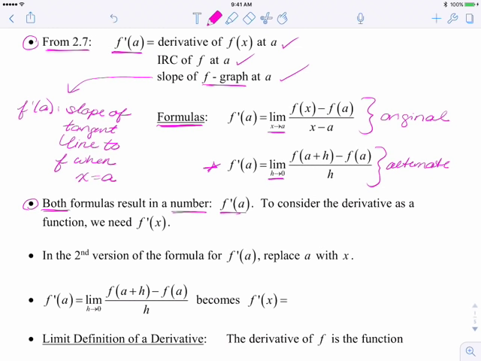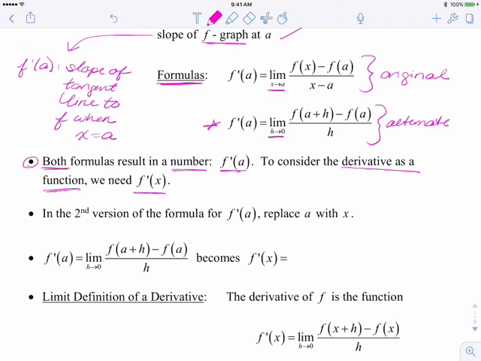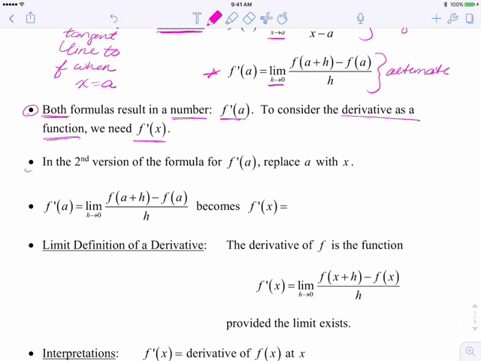But when we want to consider the derivative as a function, we need f prime of x. So that means we're expanding the notion of the derivative from a derivative at a point to the derivative of the entire function. And really, the only thing we have to do is in the second or the alternate version of the formula for f prime of a, we replace a with x. So instead of having a specific x value, we have a generic x value.